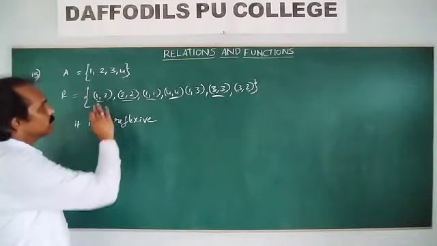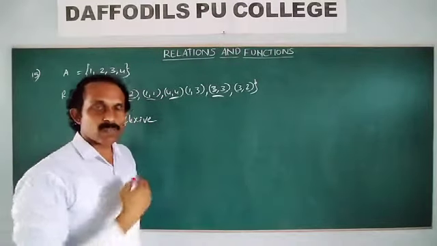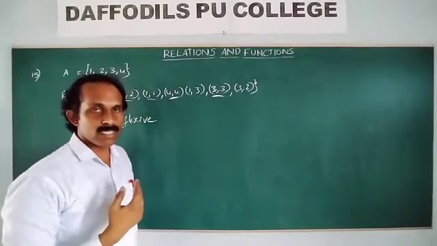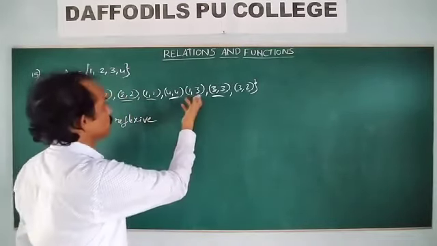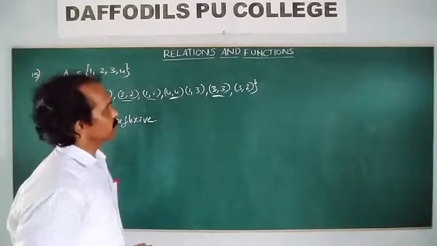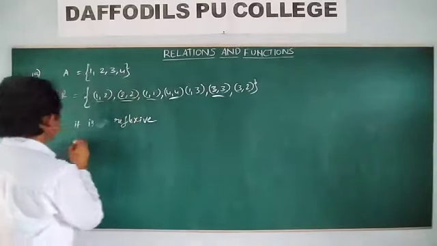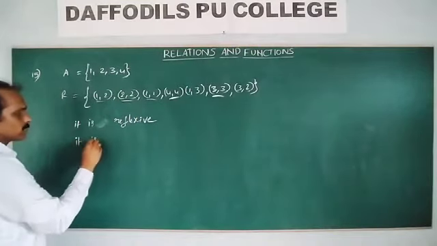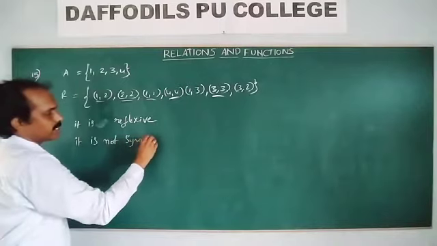(1, 2) is there, its combination (2, 1) is not there. If the corresponding element is not there, then it does not satisfy the relation. For (1, 3) also (3, 1) is not there, and for (3, 2) also (2, 3) is not there. So it is not symmetric.